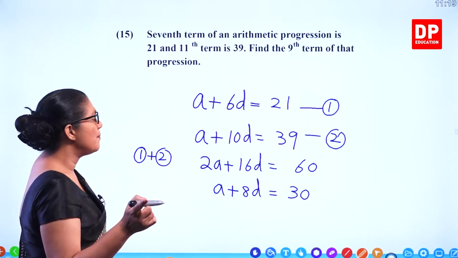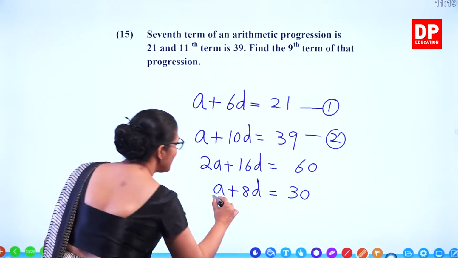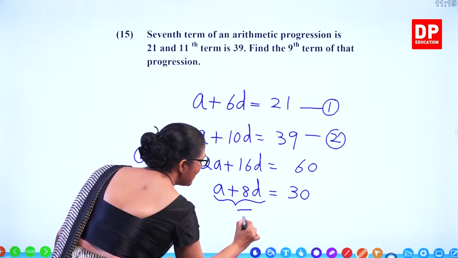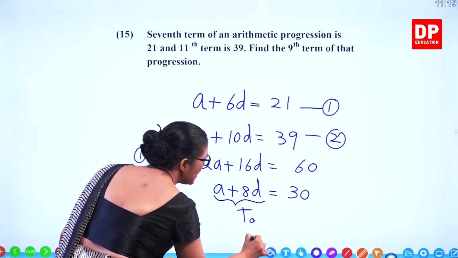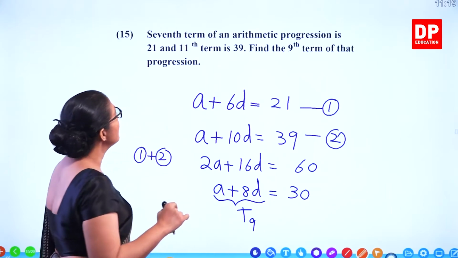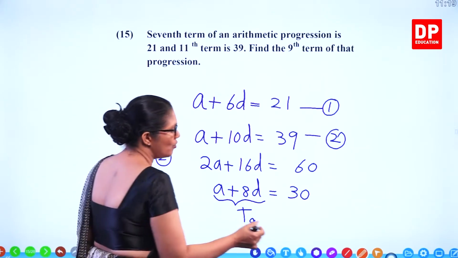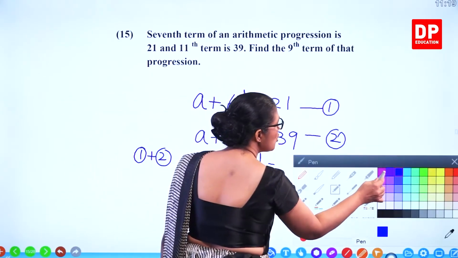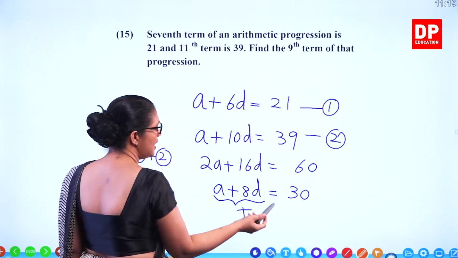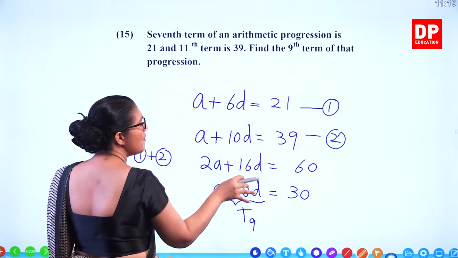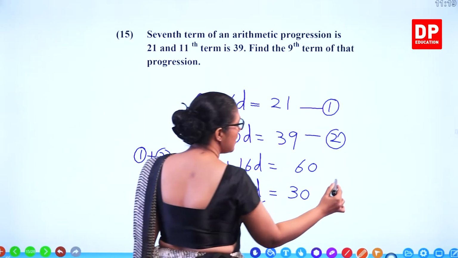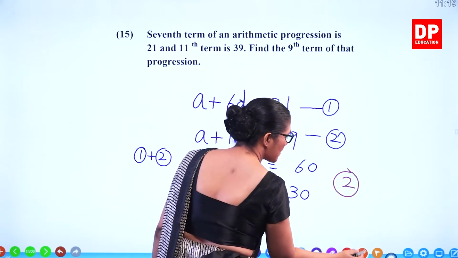What is the 9th term? A plus 8D. So straight away, you get the 9th term. So T9, what's T9? You get 30. You don't need to solve the 2 equations and find out A and D to get the 9th term. Straight away when you add it, you get the 9th term. So 2 marks.